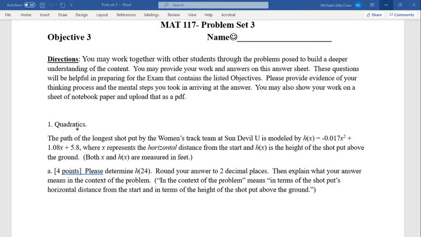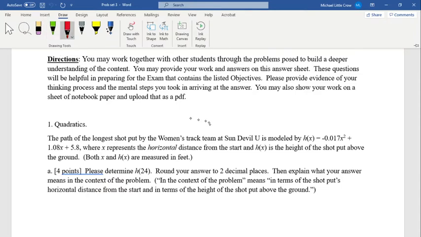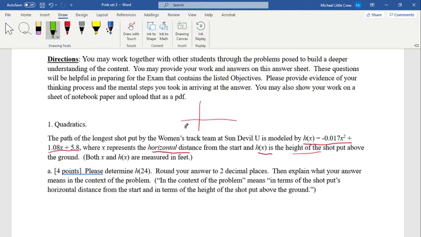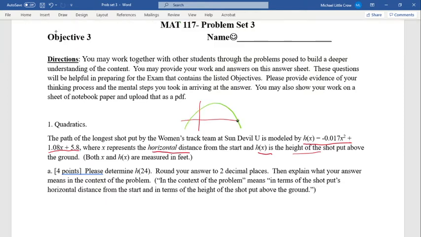So for question number 1, we're dealing with a quadratic, and we have a function given to us here. X is the horizontal distance from the start, and h of x, the output, is the height of the shot put. So this is a women's track team. So overall, when we graph this, it's a negative on the quadratic, so it's going to open downwards, and we'll get something that's going to look like that.